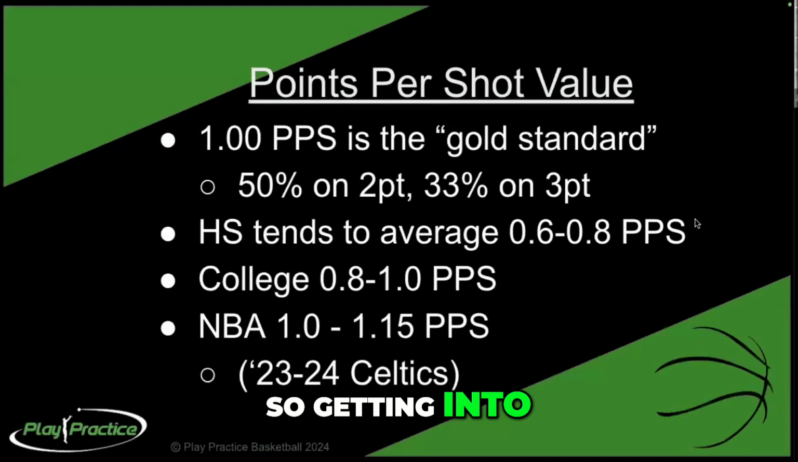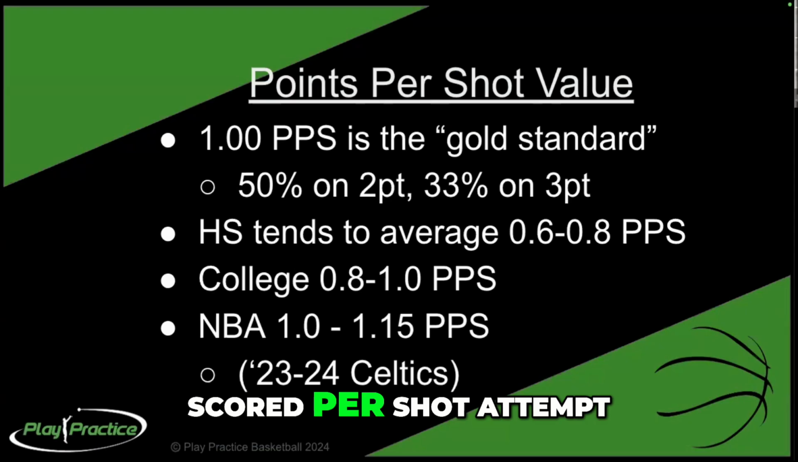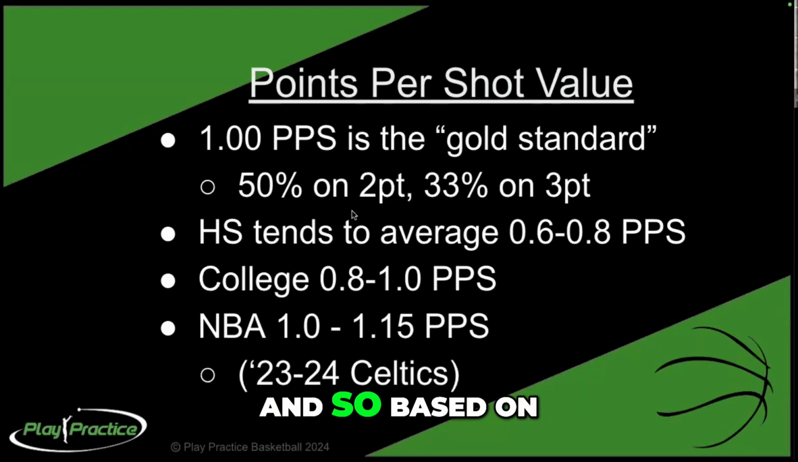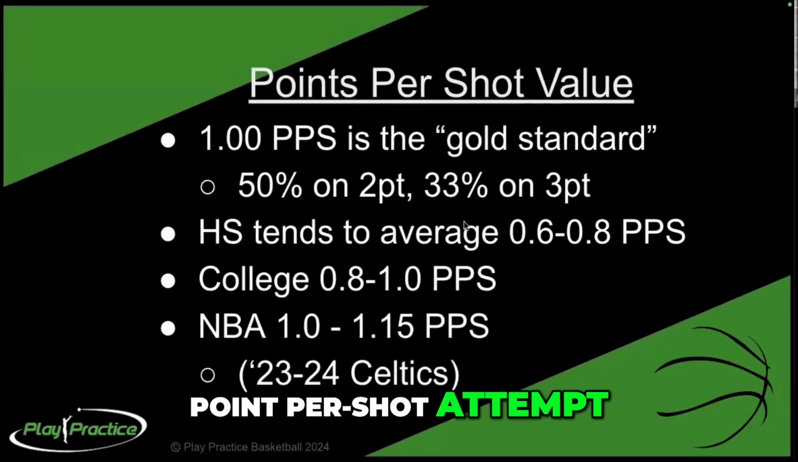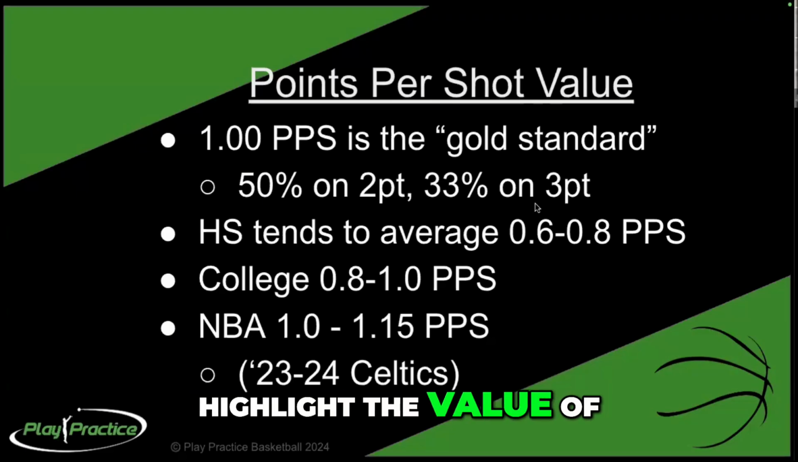So getting into the framework here, what I like to aim for is 1 point per shot. So this means on every shot you took, make or miss, you averaged 1 point scored per shot attempt, right? I consider that the gold standard. Based on that, it gives us some simple math. We need 50% on average from our 2 point shots to average 1 point per shot attempt. But we only need 33% on 3 point shots in order to average 1 point per shot, right? So this is where it really starts to highlight the value of our 3 point shot.